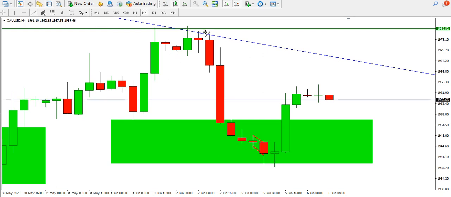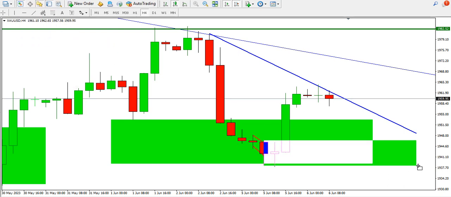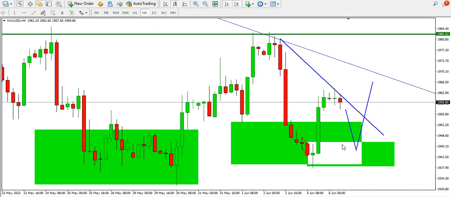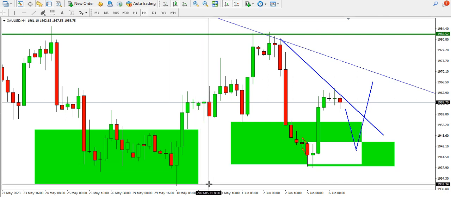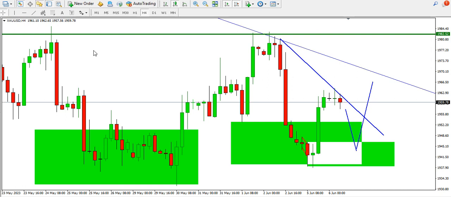But drawing a descending trend line, sellers might capitalize on this and push price back to this particular order block. I'm talking about this demand area on the 4-hour time frame, for price to find a sort of lift and then go up. But a failure of this particular demand area will send price going down to this particular point. I'm talking about the 1932 level. All right, that's that for the 4-hour time frame.